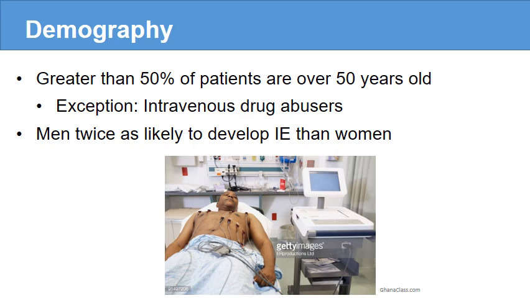So a little bit about the demographics of patients that present with infective endocarditis. Typically, these patients are over the age of 50, but an exception to this rule is that intravenous drug abusers tend to be younger patients, and they can often present with a right-sided infective endocarditis. In terms of the sex of the patient, men are twice as likely to present with infective endocarditis as women are.